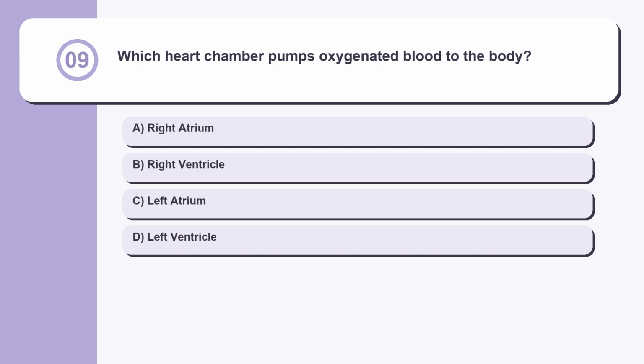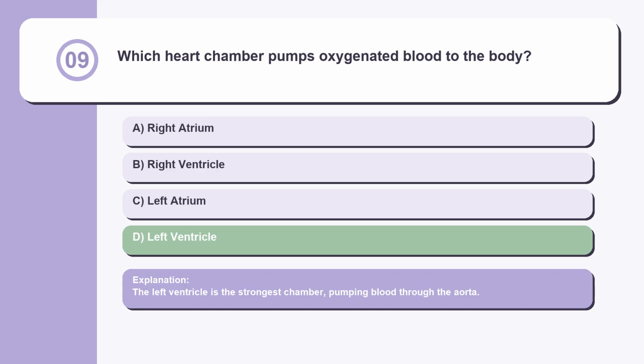Question 9. Which heart chamber pumps oxygenated blood to the body? Right atrium, right ventricle, left atrium, left ventricle. The left ventricle is the strongest chamber, pumping blood through the aorta.